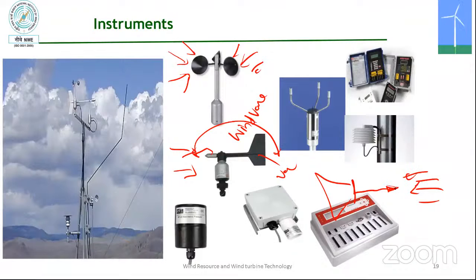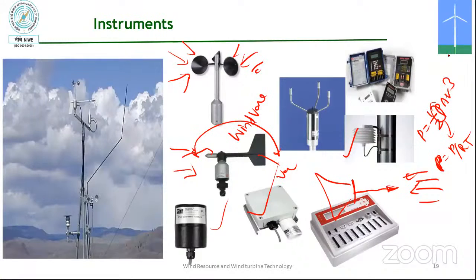Apart from this, we also have to measure the temperature, pressure, and the humidity. Why do we have to do it? Because I told you power is equal to half rho A V cube. The rho we cannot measure, but we can derive it. You know the basic formula, rho is equal to P by RT. How have we derived this? You know the gas law, PV is equal to mRT. I hope you have studied. So from PV is equal to mRT, you can derive rho is equal to P by RT.